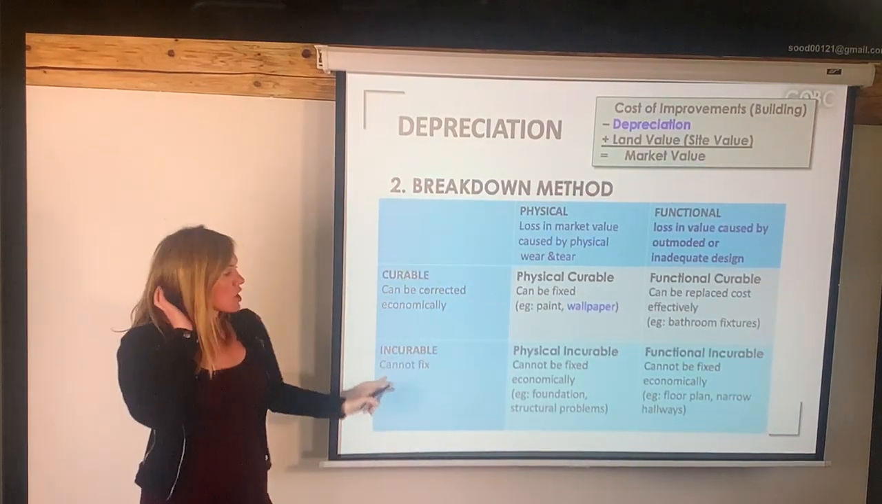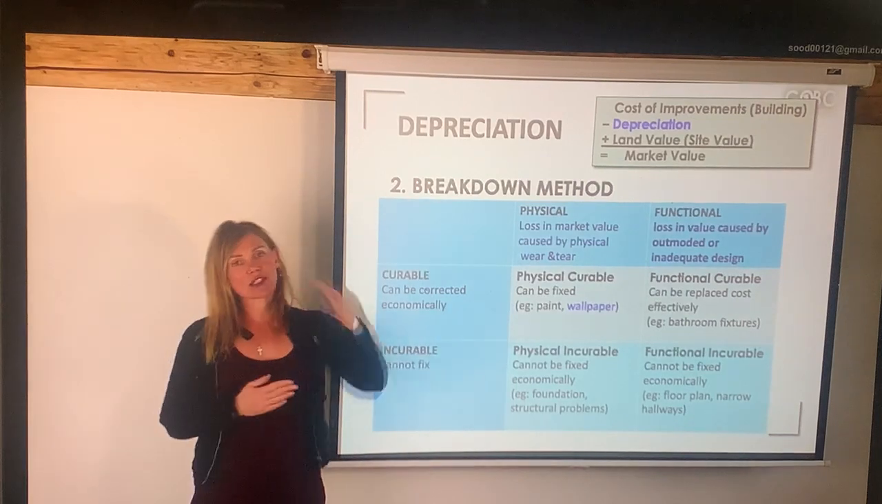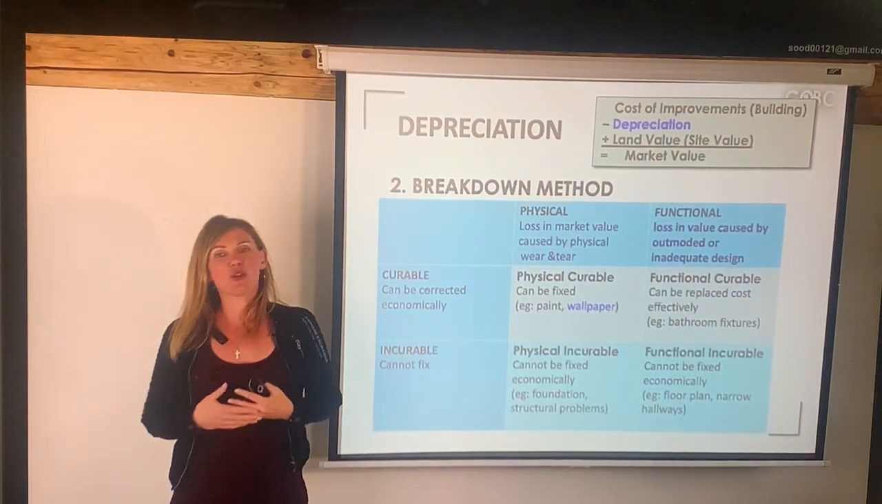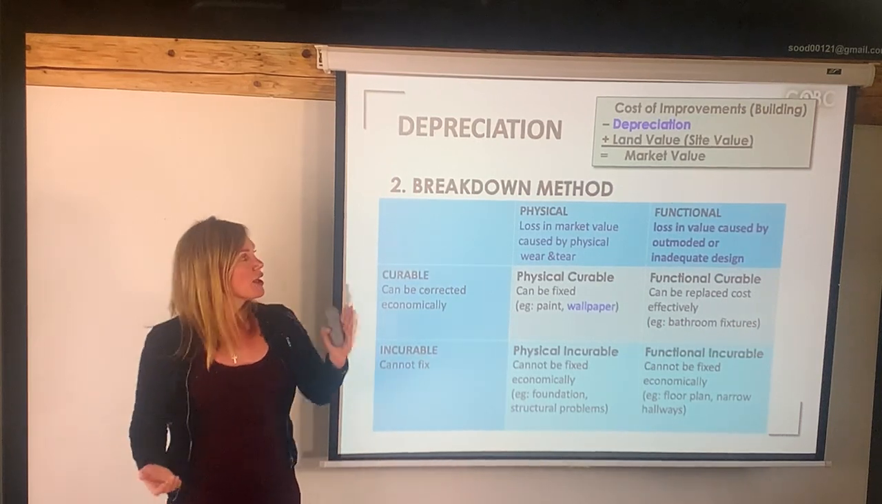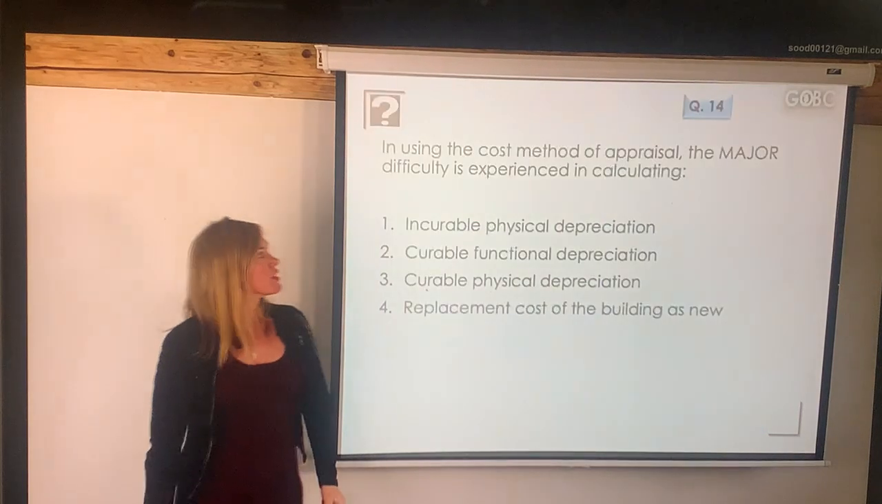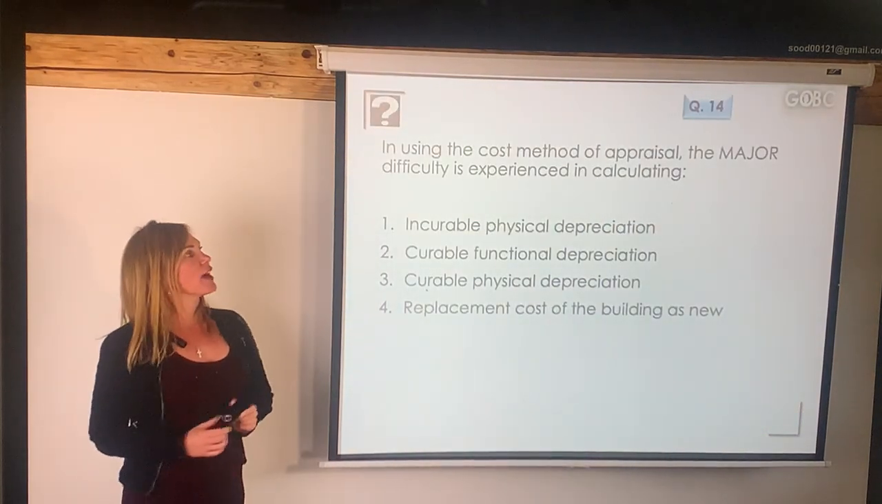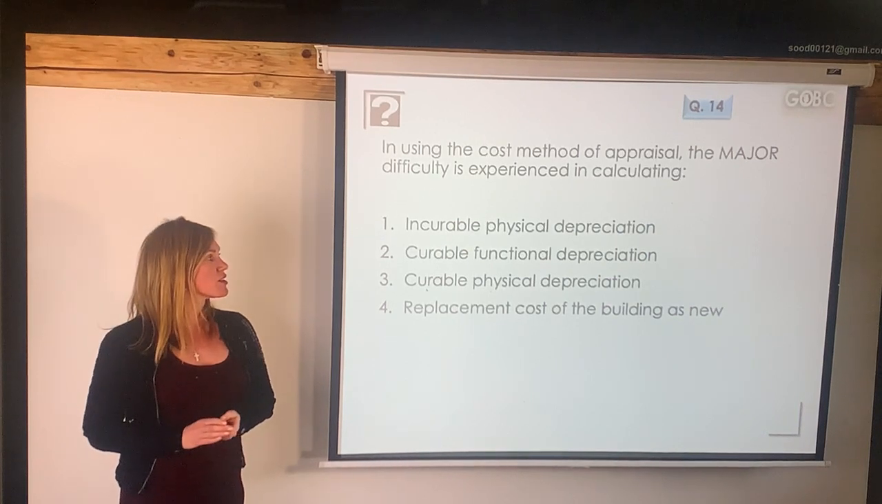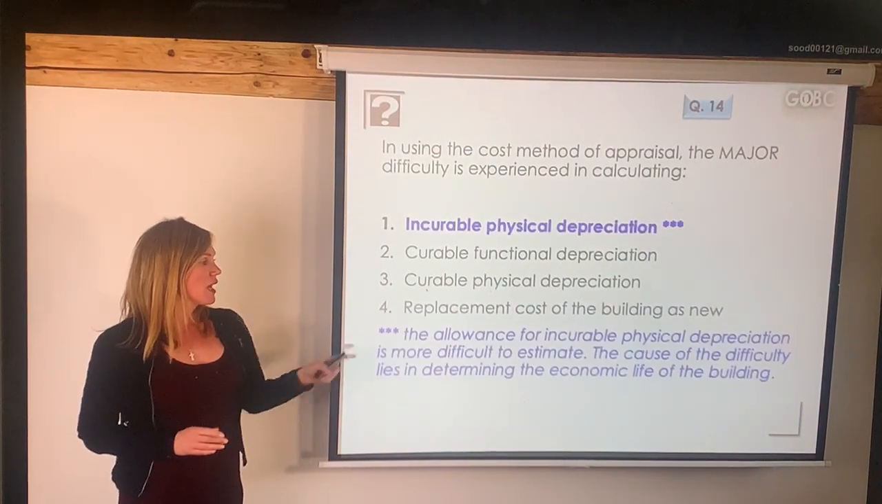And between curable and incurable, which one is the worst? If the house has sloping floors, or a crack in the foundation, they say, look, you bought it, just keep it as is. There's no point in fixing the foundation. It's better to rebuild at some point, right? So physical incurable is the worst out of all of them. If the question asks what is the major difficulty in calculating, it's definitely going to be the worst depreciation, which is incurable and physical. And that is the answer they give you on the exam.